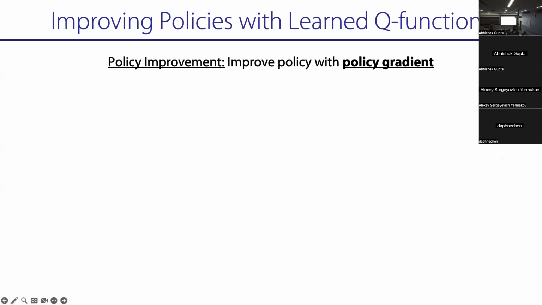Now, how do we actually improve our policies? I now have q pi 0. How do I improve my policy? I know q pi 0. What do I do with it? I'm sorry? Do you say take the best action? Yeah, it's basically that, but you do it with policy gradient.